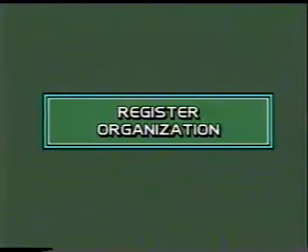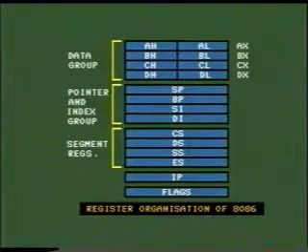Register organization. There are 14 user accessible registers in 8086. The first four, AX, BX, CX and DX, are meant for general purpose usage. Each of these 16-bit registers can also be accessed as two 8-bit registers. For example, AL and AH can be separately accessed.